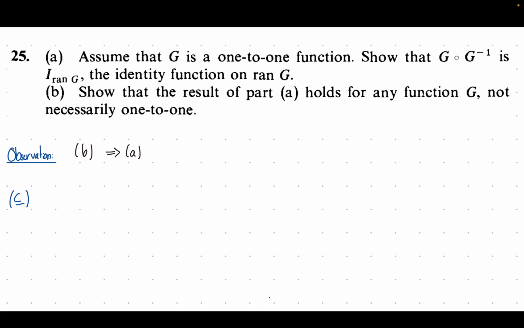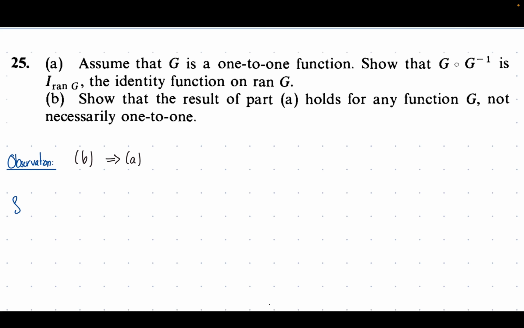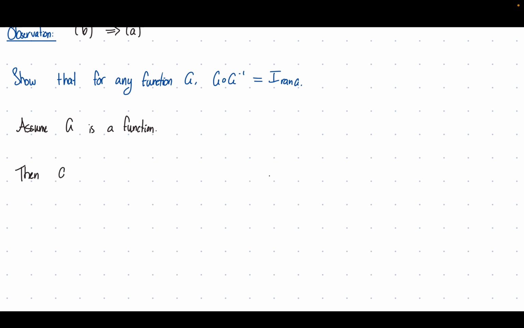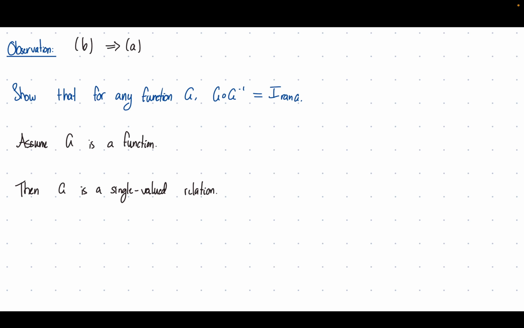So with that said, we're going to show that for any function G, G composed with G inverse is equal to I sub range of G. Okay, so let's assume G is a function. Then G is a single valued relation. This just might be overkill, but it's just good to know. Okay, now let's actually get on with the proof.